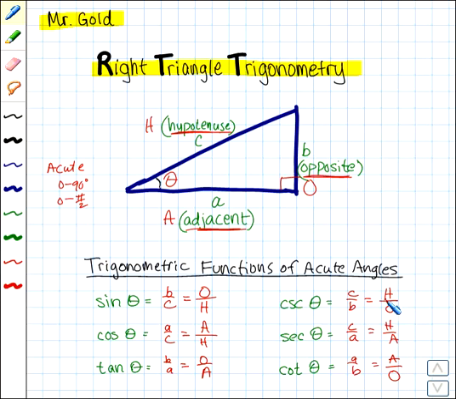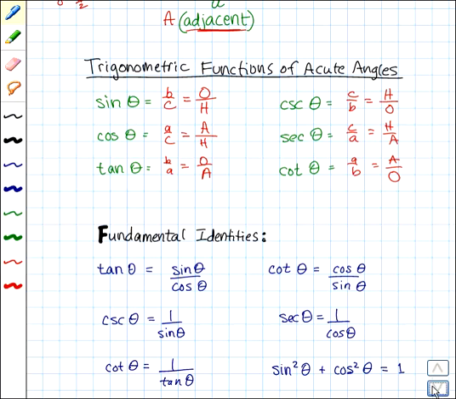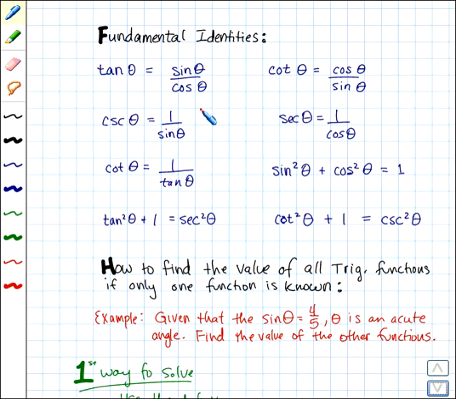Okay, now, knowing these 6 ratios, we can come up with several relationships that we call identities, or the fundamental identities of trigonometry. The tangent of theta is equal to the sine of theta over the cosine of theta. Okay, so there's one. And another is the cotangent of theta is equal to the cosine of theta over the sine of theta. Now, we call these two the quotient identities.